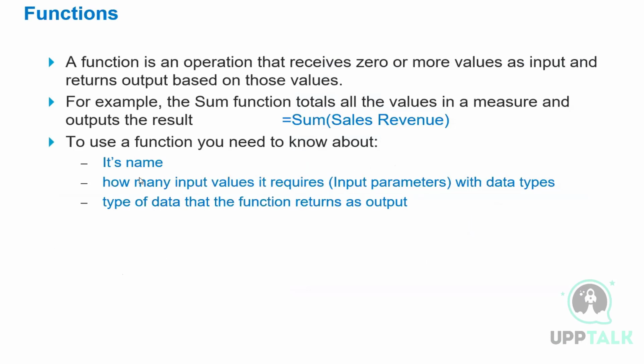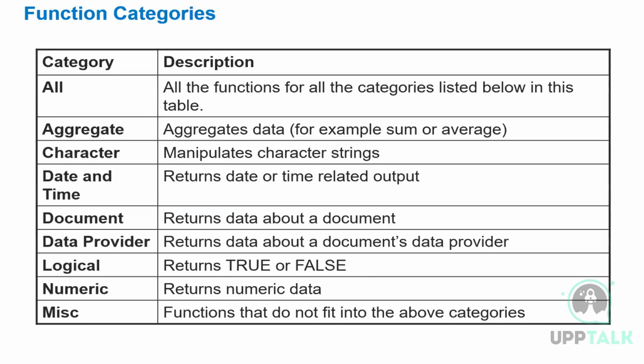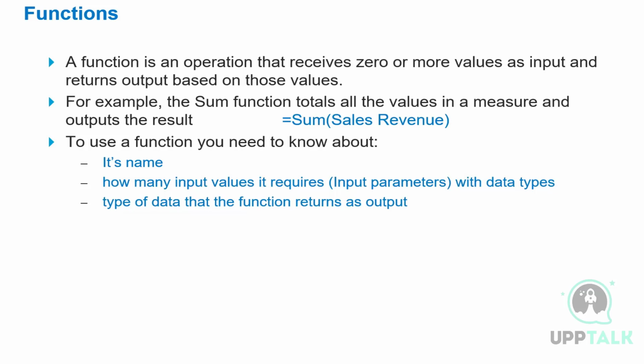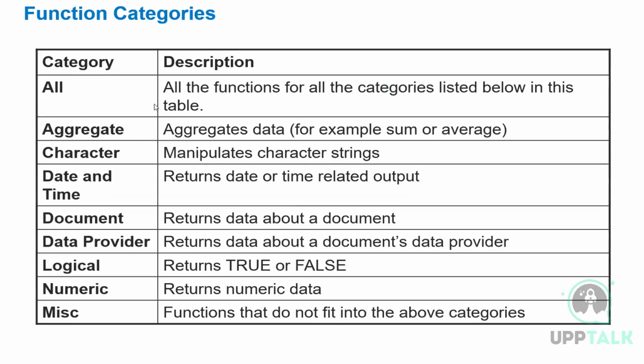To use a function, you need to know its name, how many input values it requires, with data types, the type of data, and what the function returns as output. For example, what the sum function does is it will sum up total sales revenue. If we put sum of sales revenue, it will give us a total of sales revenue in the defined context. So if our report has a product and sales revenue, and if we put sum of sales revenue in the table footer, then it will display total sales revenue for all the products. So these are some functions.